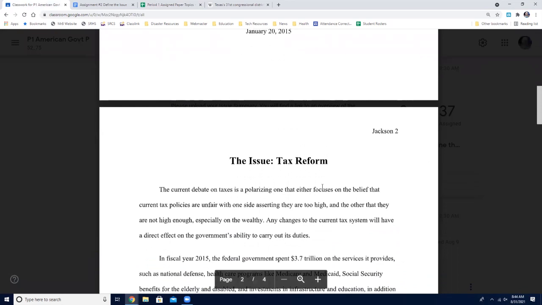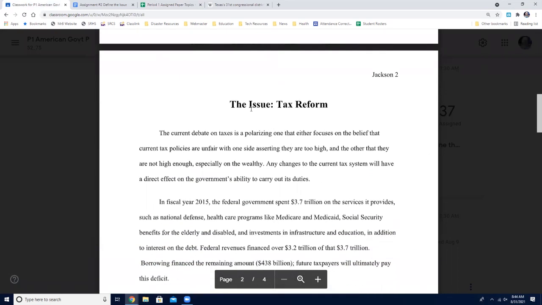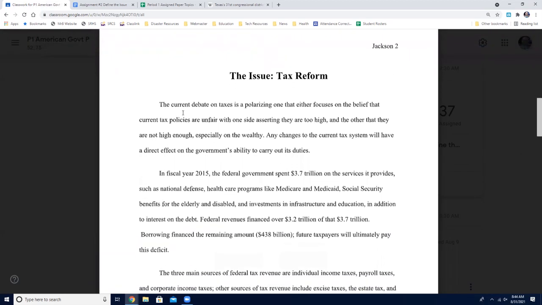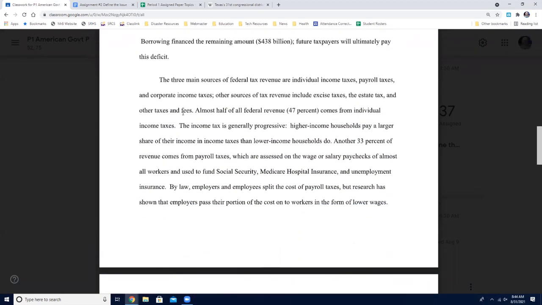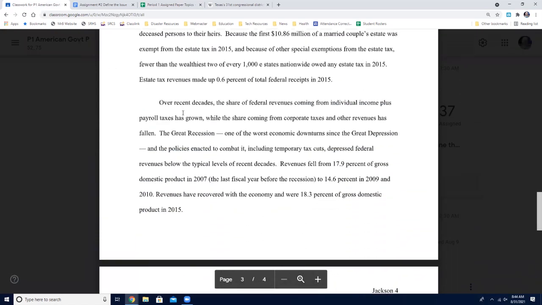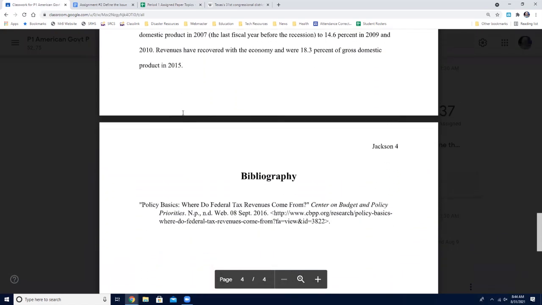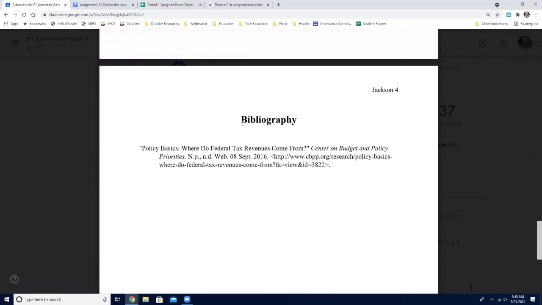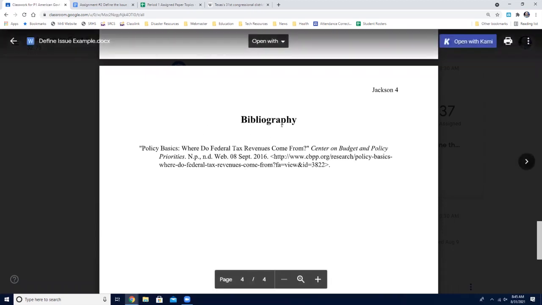Now, going down, the issue tax reform. And so it's in paragraphs as you're just explaining what's the issue, answering those questions from the overview sheet. And then it has a bibliography right here. And this is Chicago format right here.